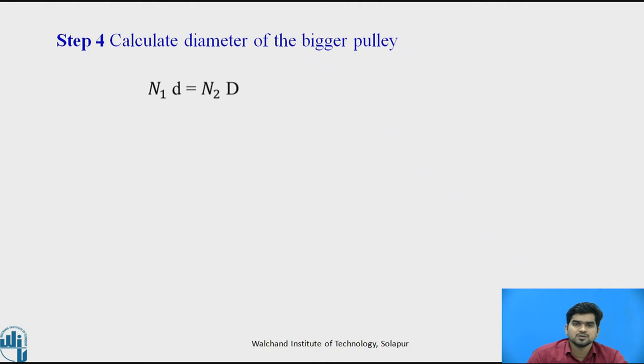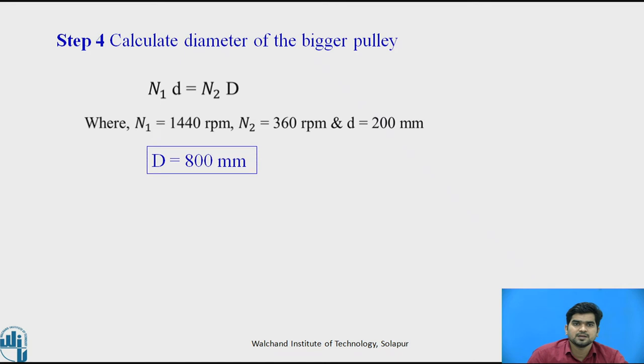N1D is equal to N2D. We are getting this equation from the relation between the speed of the shaft and the diameter of the pulley. Speed is inversely proportional to the diameter, therefore we are getting N1 by N2 is equal to capital D by small d. So from that equation we are getting this. Just put the values of N1, N2 and small d, you will get the value of capital D. So capital D is equal to 800 mm.